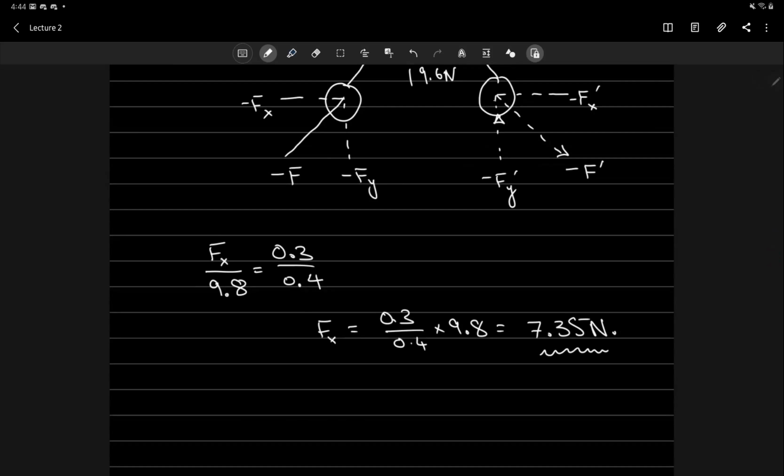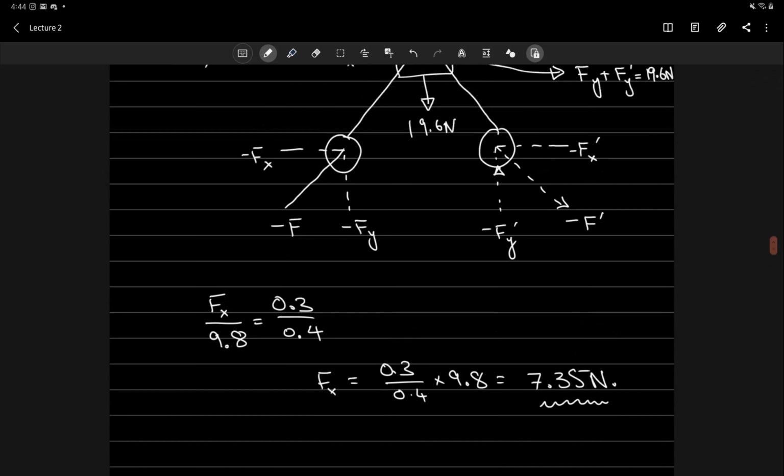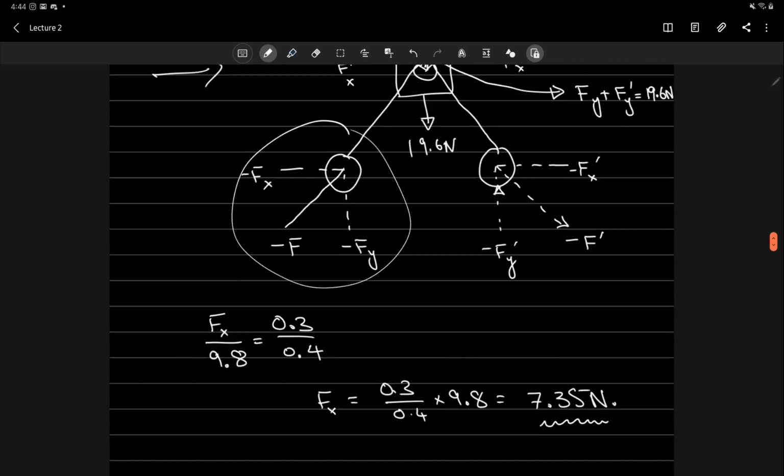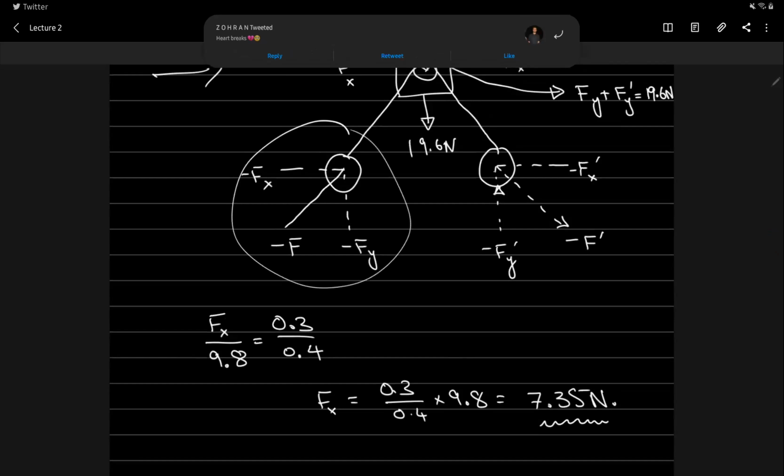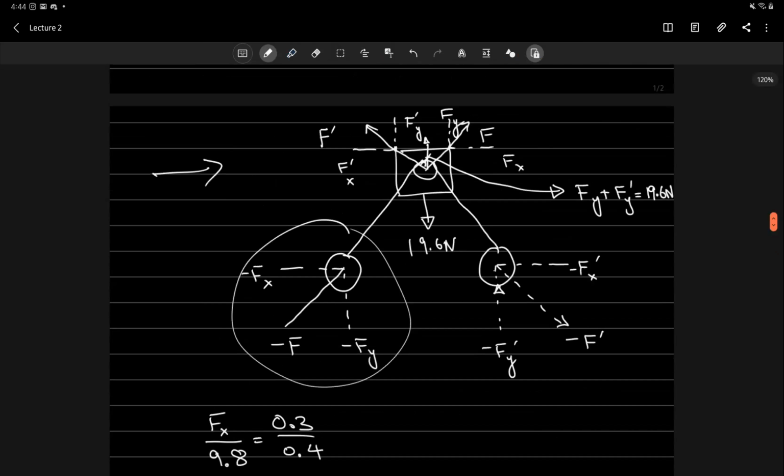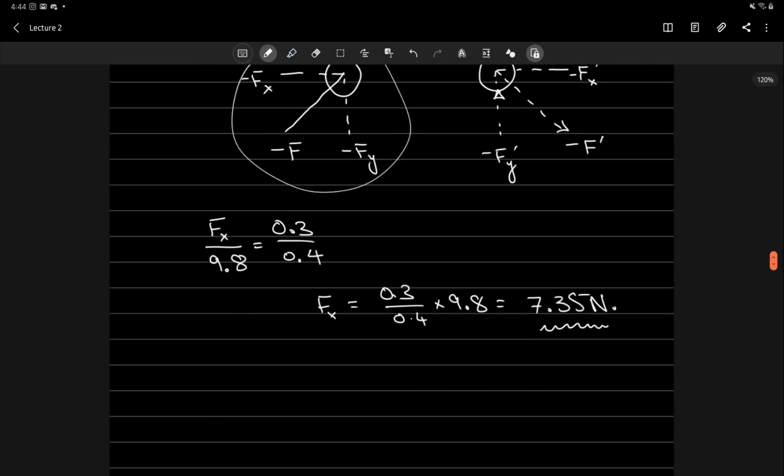And so what it means is that we have to apply this much force horizontally on the roller which is moving, this one, we have to push it horizontally with 7.35 newtons so that our weight stays up, right? So the whole system is in equilibrium.